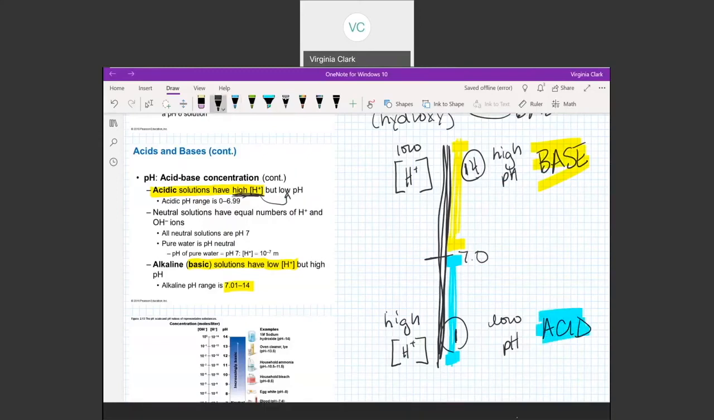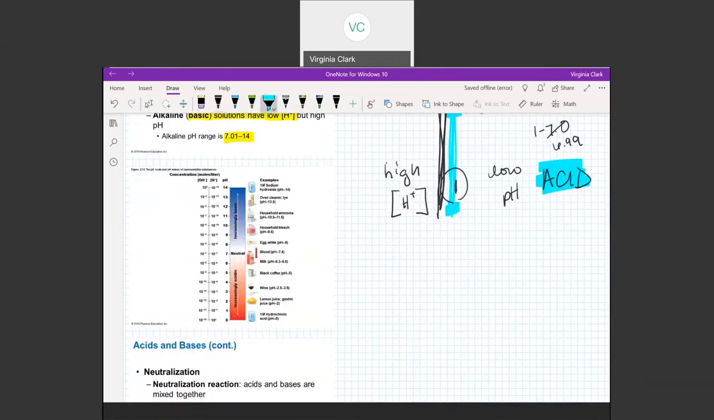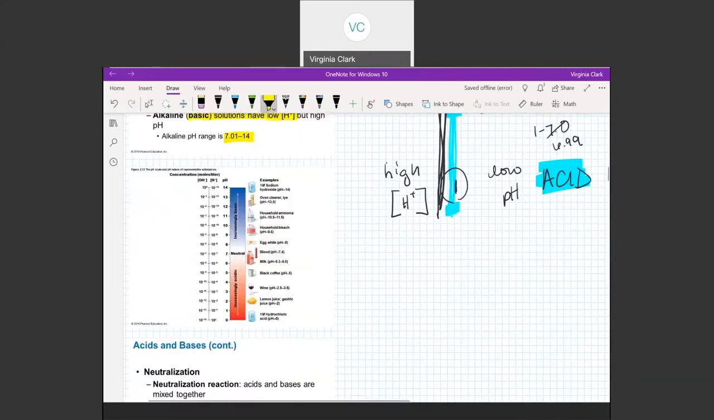Acid is going to be 1 to 7.0, or 1 to 6.99, right below it. 7 is considered neutral, and then this is going to be 7.01 to 14. That is how that process works. So you can see on this image right here, on the next slide, how that actually plays out. When you're looking at this, remember that we said that 7.0 is neutral. So that's going to be this right here.